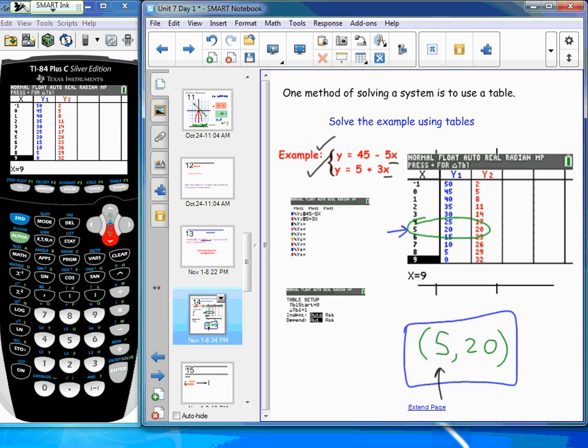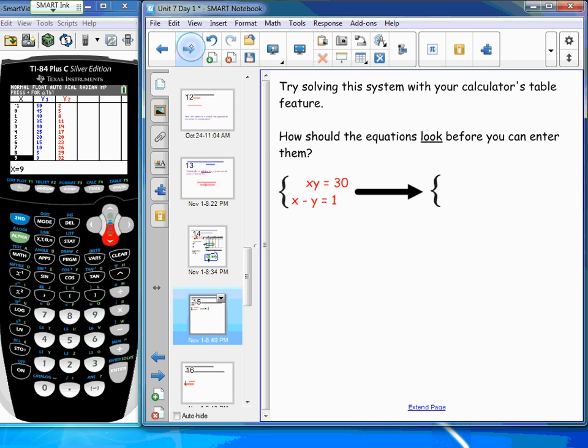Let's go ahead and take a look at another. So let's try solving this system with our calculator's table feature. How should the equations look before we can enter them into our y equals menu? So what do our equations have to look like before we can enter them into our calculator? Y equals, good. So everybody, let's rearrange on your paper.